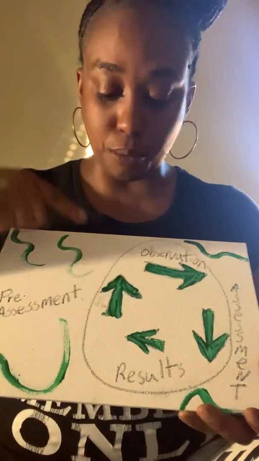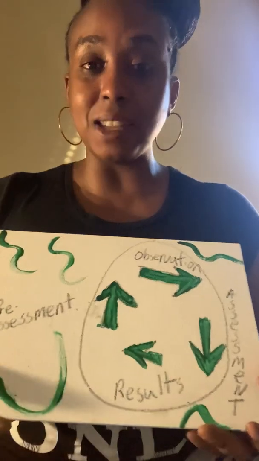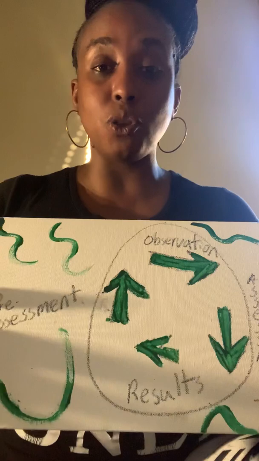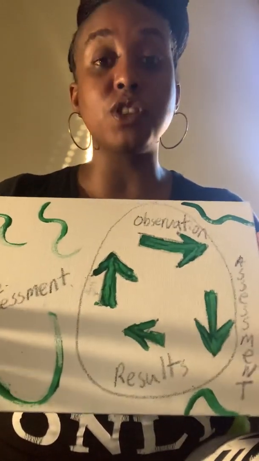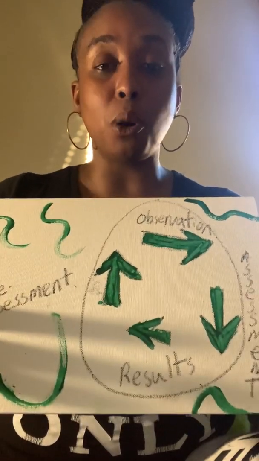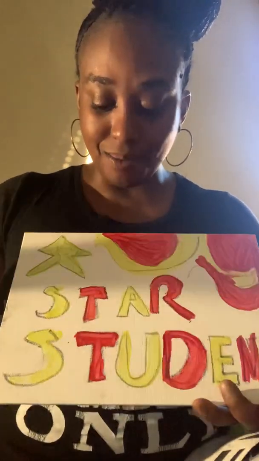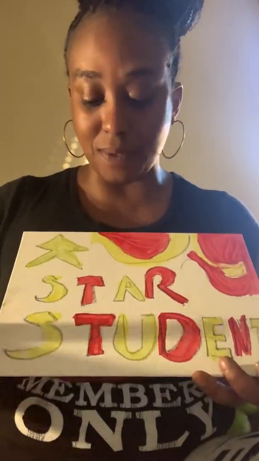So you go from pre-assessment, observation, assessment, then the results that you analyze from the assessment, and everything that you put together as far as your plan. Based on the results, after you've discussed it with all parties involved and you get the right plan for your student, you will end up having a star student. So all the results end up to you having a star student.